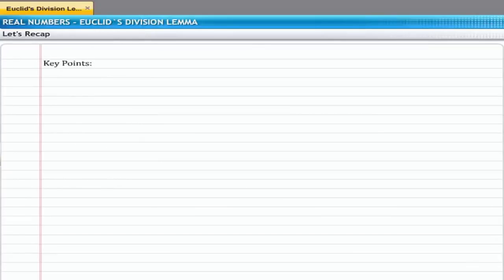You've reached the end of this section. Let's have a quick recap of the key points covered in this section.